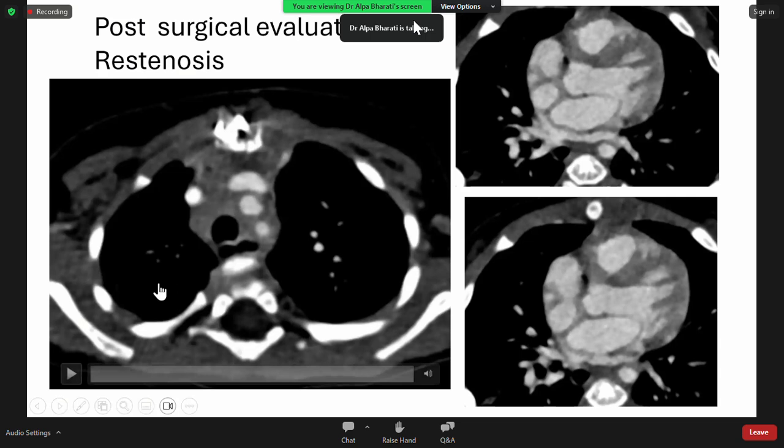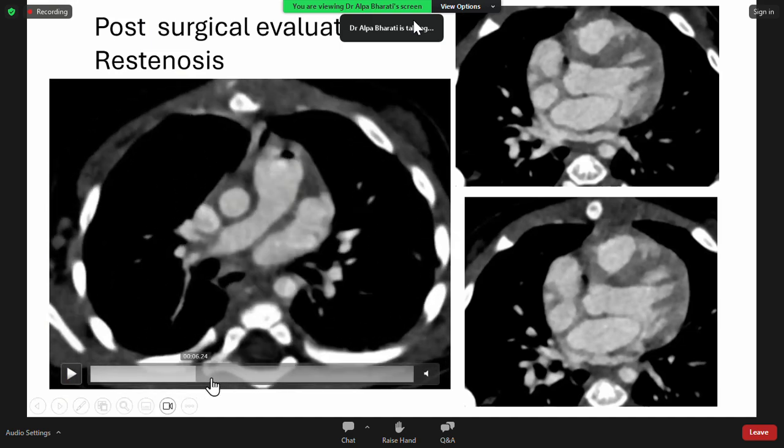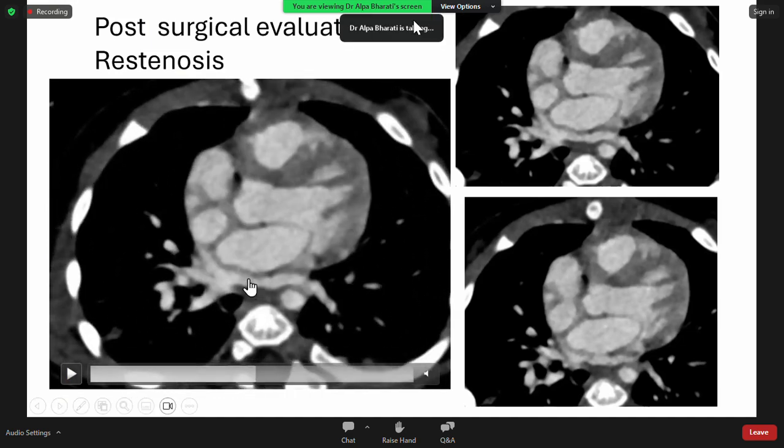So as we saw all the cases of TAPVC, with various anomalous connections, this is a case where there is restenosis following surgical repair. Again, we are going down. This patient had a TAPVC repair done. Now, if you see, this is the common chamber, which has become very small. This was not that small earlier. And if you see the still image, even the orifice at which it is communicating with the LA is small in size, compared to the fact that all the veins are draining through a single orifice. So this is restenosis.